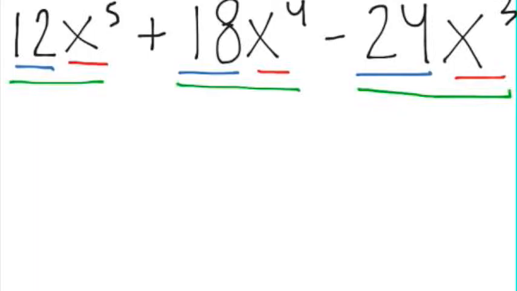7 is not divisible by the 3 coefficients. 8 is not divisible by the 3 coefficients. 9 is also not divisible by the 3 coefficients. Now let's look at 10. 10 is also not divisible by the 3 coefficients. 11 cannot be divisible by the 3 coefficients, and 12, it's also not divisible by the 3 coefficients.